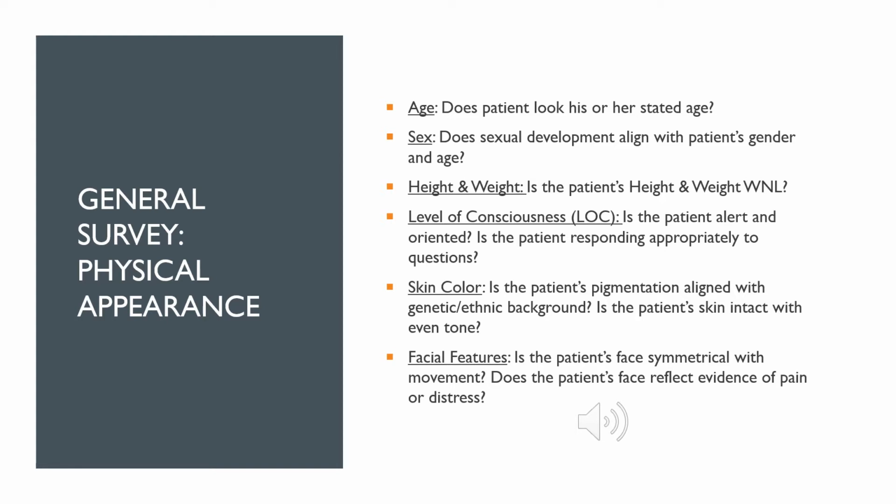You're looking at the client's level of consciousness. Is he or she alert and oriented? Is he or she responding appropriately to your questions? The skin color will also be something that you assess within the general survey in the physical appearance category, and you're looking at pigmentation. Is it consistent with the person's ethnic background? Is the tone to the skin even, and is the skin intact?